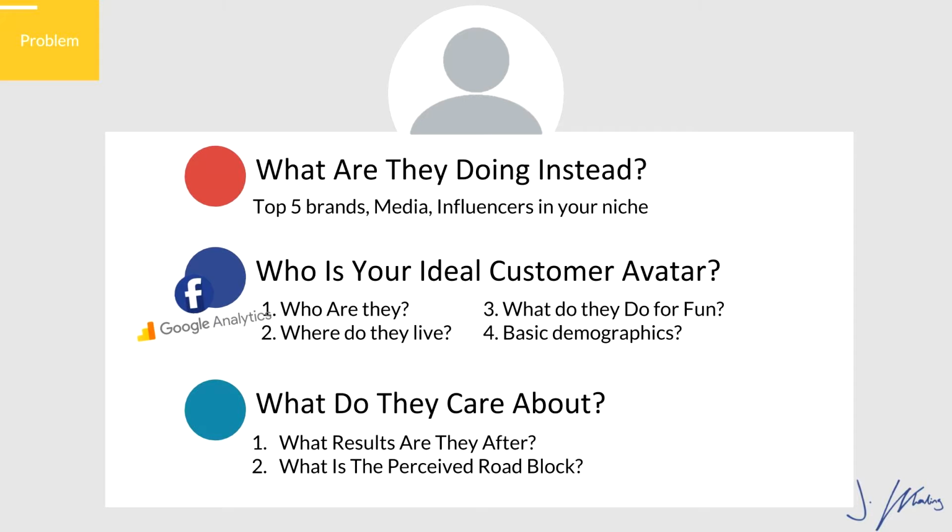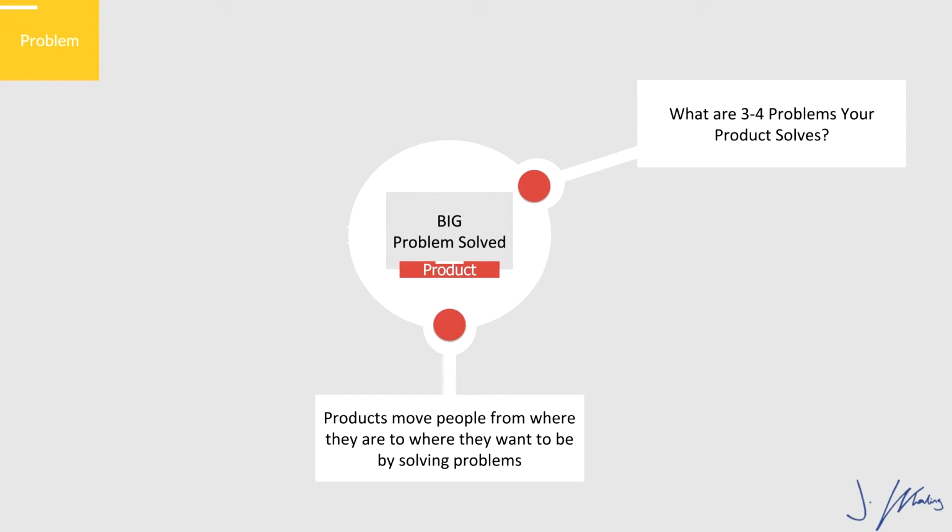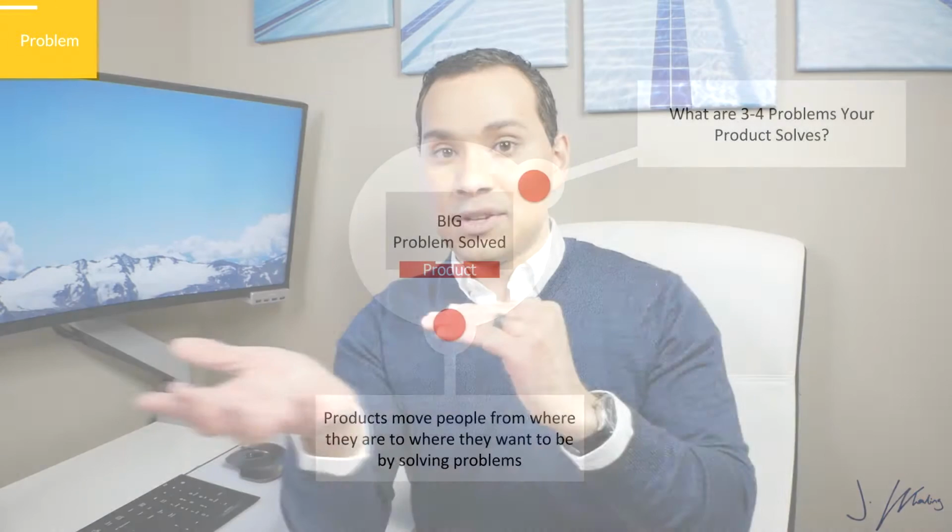So you want to write down 3 to 4 problems that your product or service solves. And this helps us understand where someone needs to be in order to see the value in what you offer. After all, someone who doesn't have the problems that your product or service solves isn't going to see value in your product or service and isn't going to buy it. So we need to know what our customers care about or what they're looking to achieve as a result of purchasing our product or service.